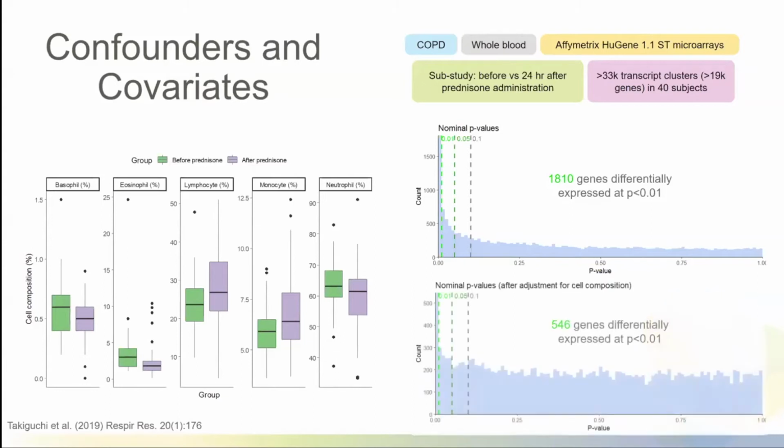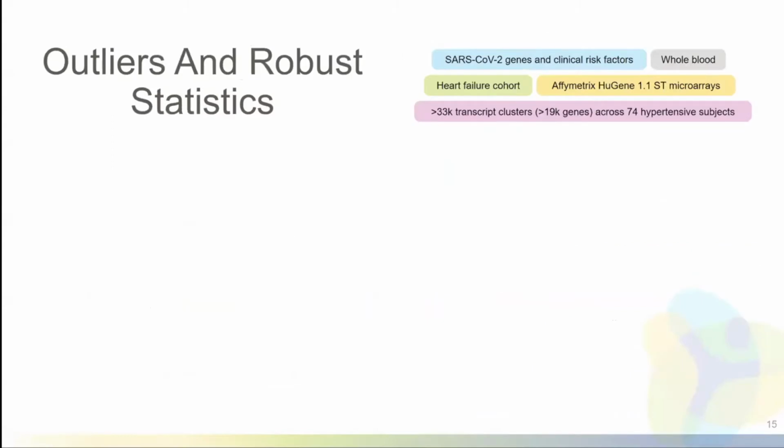On the bottom right, we see that after adjusting for cell composition, we identified just 546 genes differentially expressed at the same p-value threshold. So this looks a lot less exciting, but if we're looking specifically for genes whose expression changes with prednisone, and not just genes that are differentially expressed in different cells, we can adjust for cell composition to help us avoid false positives.